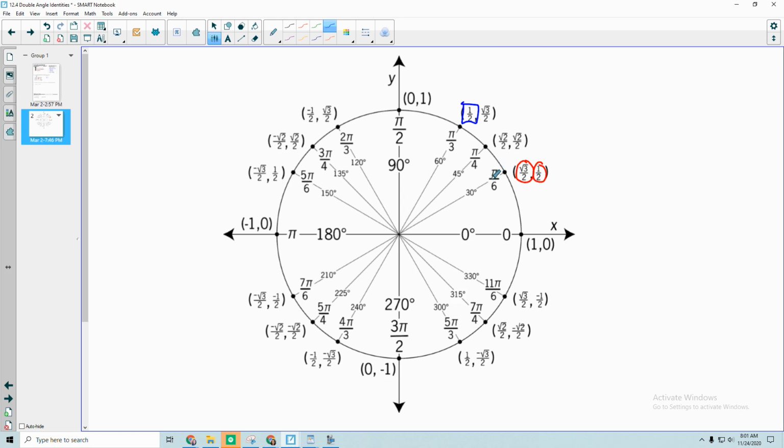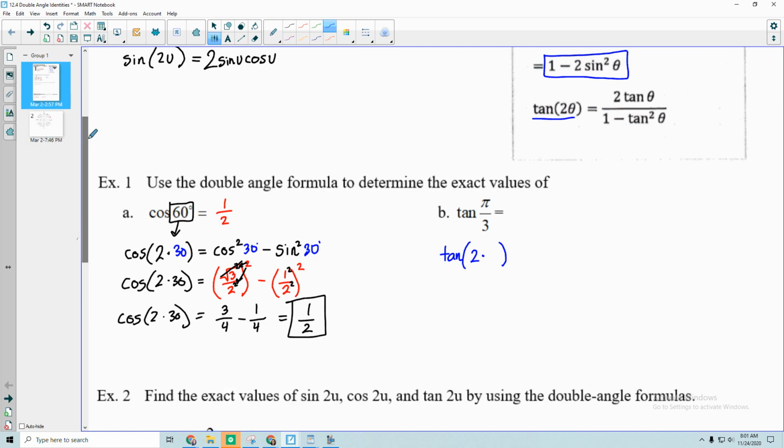If I took pi over 6 and I multiplied this by 2, that would give me pi over 3, which makes sense in degrees, right? Like if I had 30 degrees, if I multiply that by 2, I get 60 degrees, okay? So I just want you to see how we can do that in radians as well. So 2 times pi divided by 6, that would be the same thing. That's another way to write pi divided by 3.